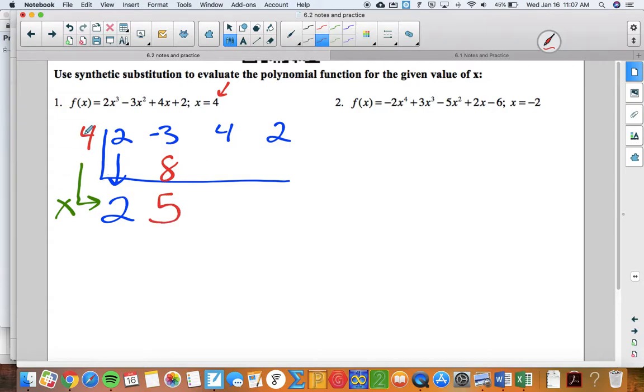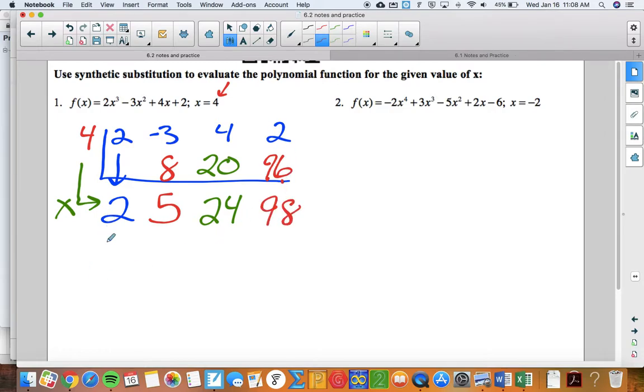And then again, I multiply 4 times 5, which gives me 20. I don't know why I'm coloring it this way, but I just am. Then we add 4 and 20, which is 24. And then, just to pick a new color, we take 4 times 24, which is 96. Do as I say, not as I do. There we go. And then we add these together, and we get 98.